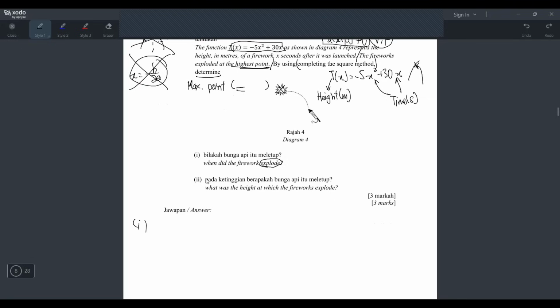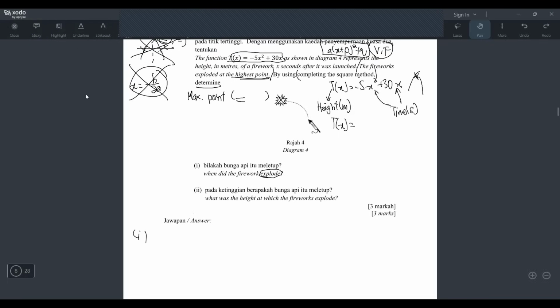So let's write down the equation first. I will do it here. So what I have to do is make sure our A is positive 1. Before we do completing the square, we must always make sure the A is positive 1. If the A is not positive 1, you cannot do completing the square.